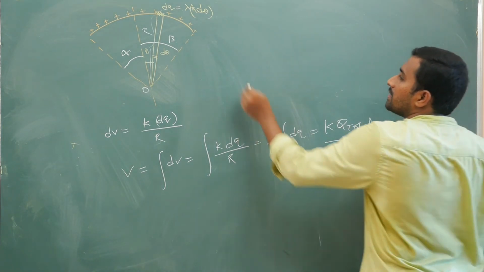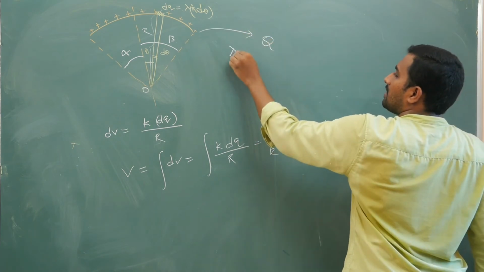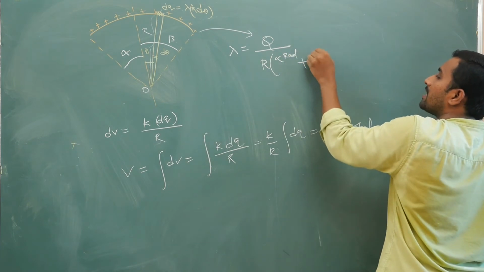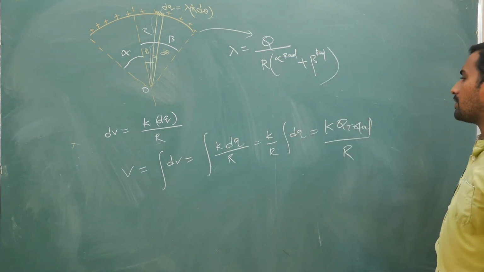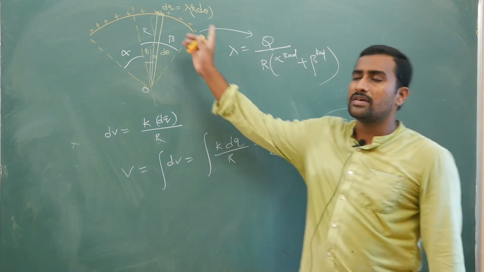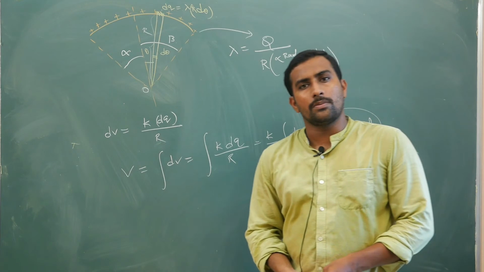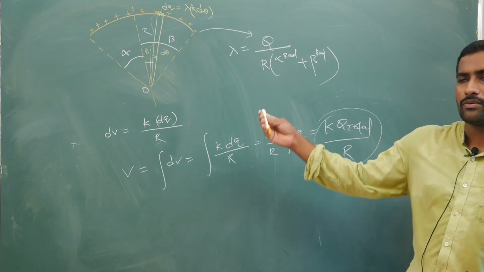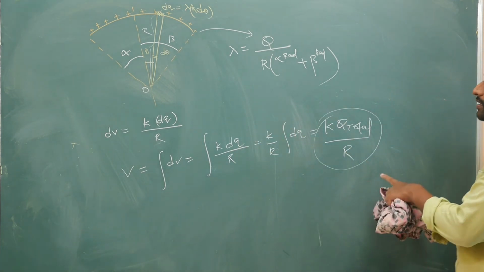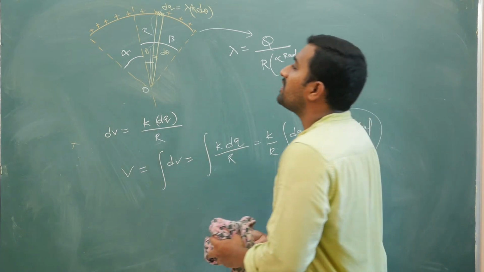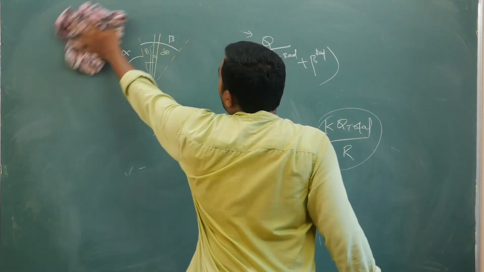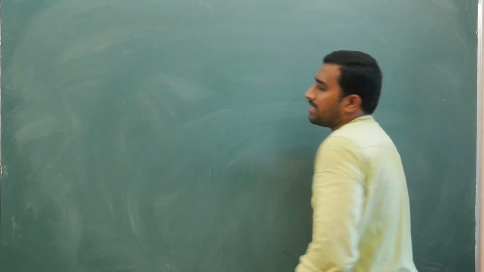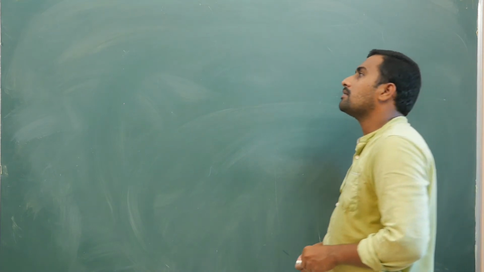Here the total charge is given by lambda equal to total charge by r times alpha in radians plus beta in radians. From this expression it is very clear, all the charges are at the same distance. So because of each small charge, your potential is k into dq by r. So this is how you calculate the potentials. It doesn't matter what shape it is. If it is a positive charge, you will simply write k times total charge by r. If it is a negative charge, it is k times minus q by r that you are going to write for the potentials.